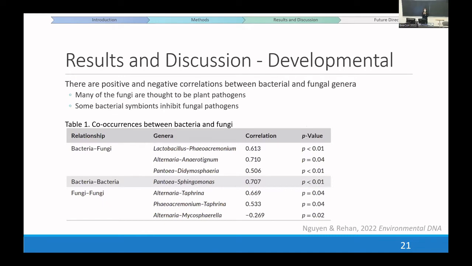Through the study, we also found that there are both positive and negative correlations between bacterial and fungal genera, meaning that the presence of one could predict the other. But also interestingly, many of these fungi are thought to be plant pathogens, which kind of explains how they are sort of acquired from the environment. As well, some of these bacterial symbionts are able to inhibit fungal pathogens, which suggests that there is some beneficial relationship that these fungi are having for our bees.